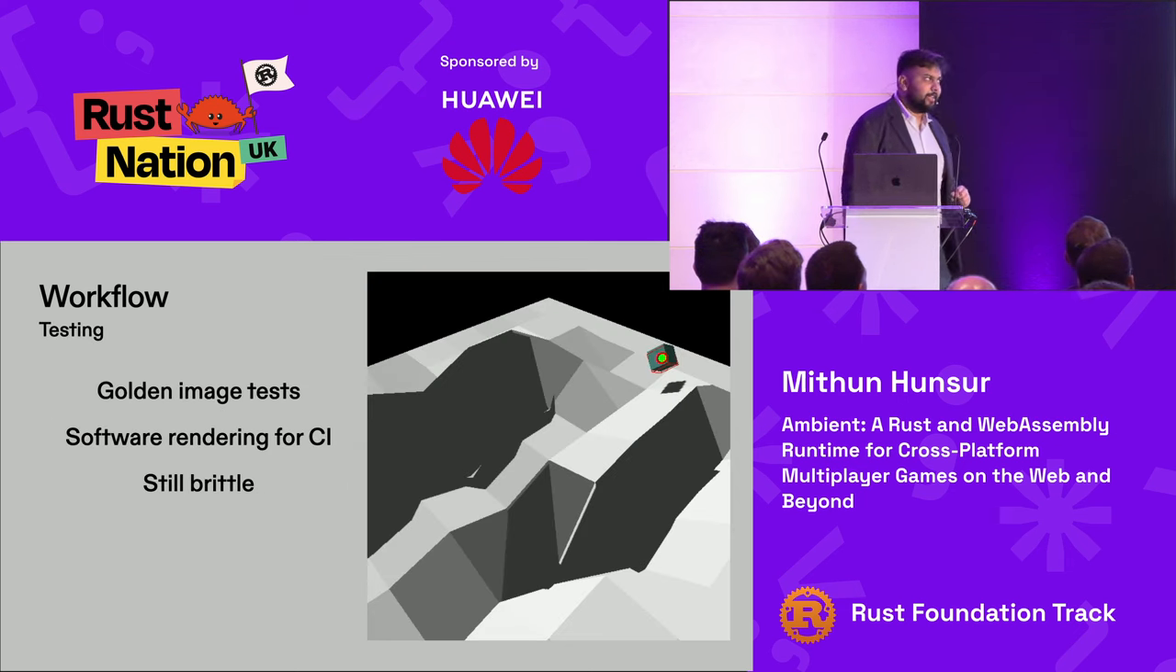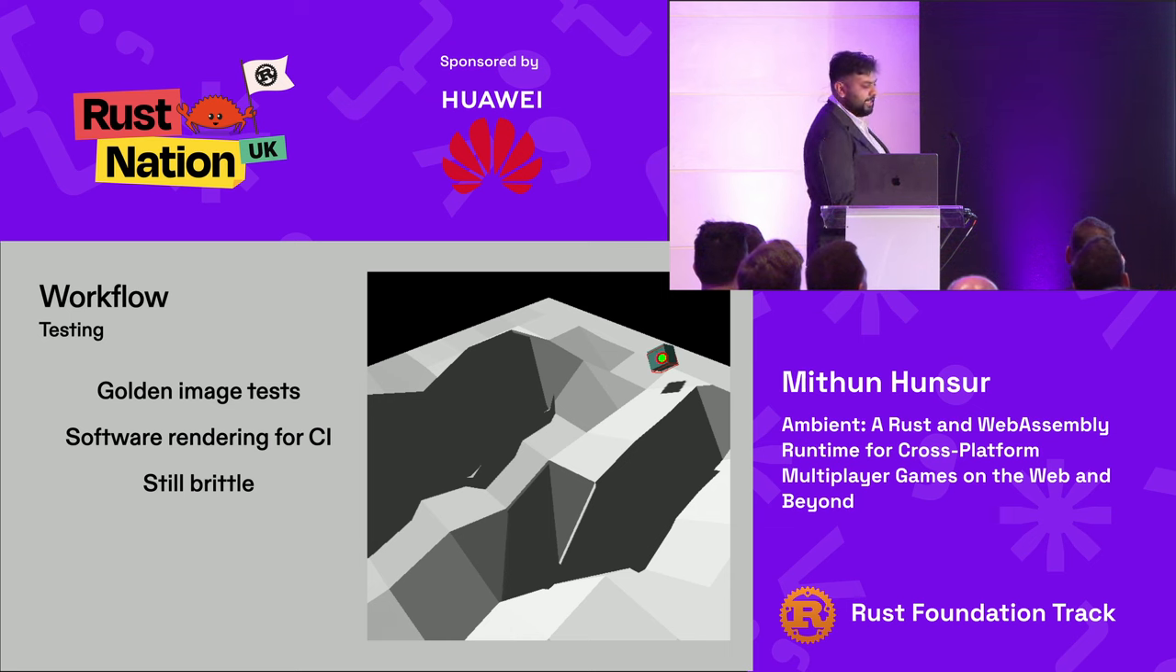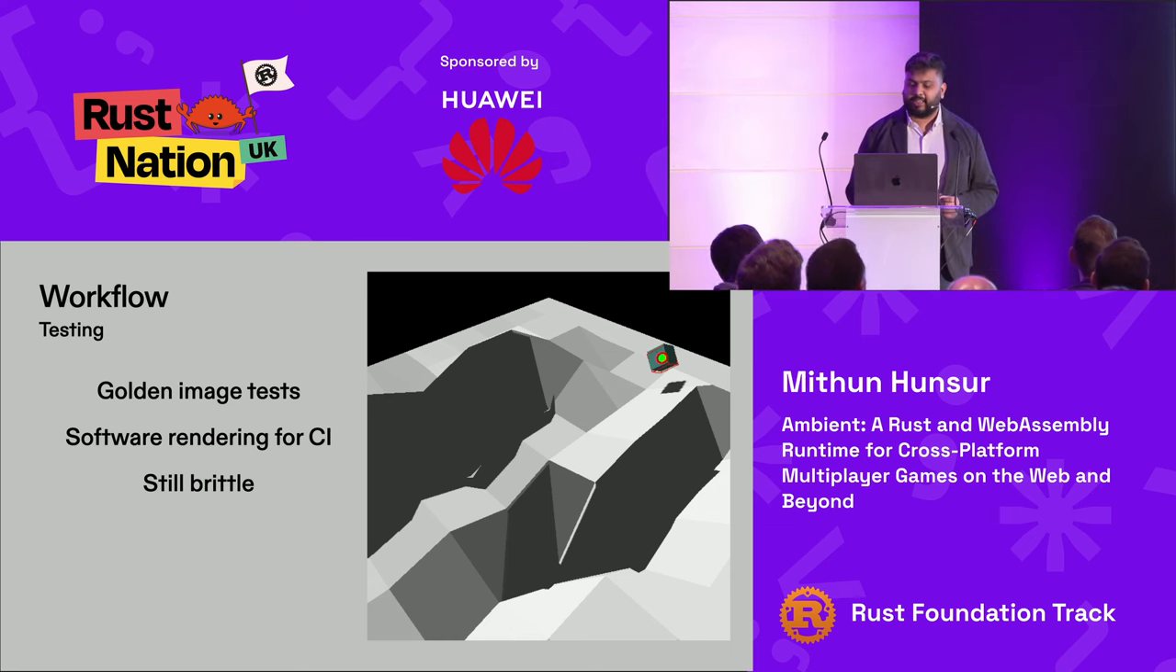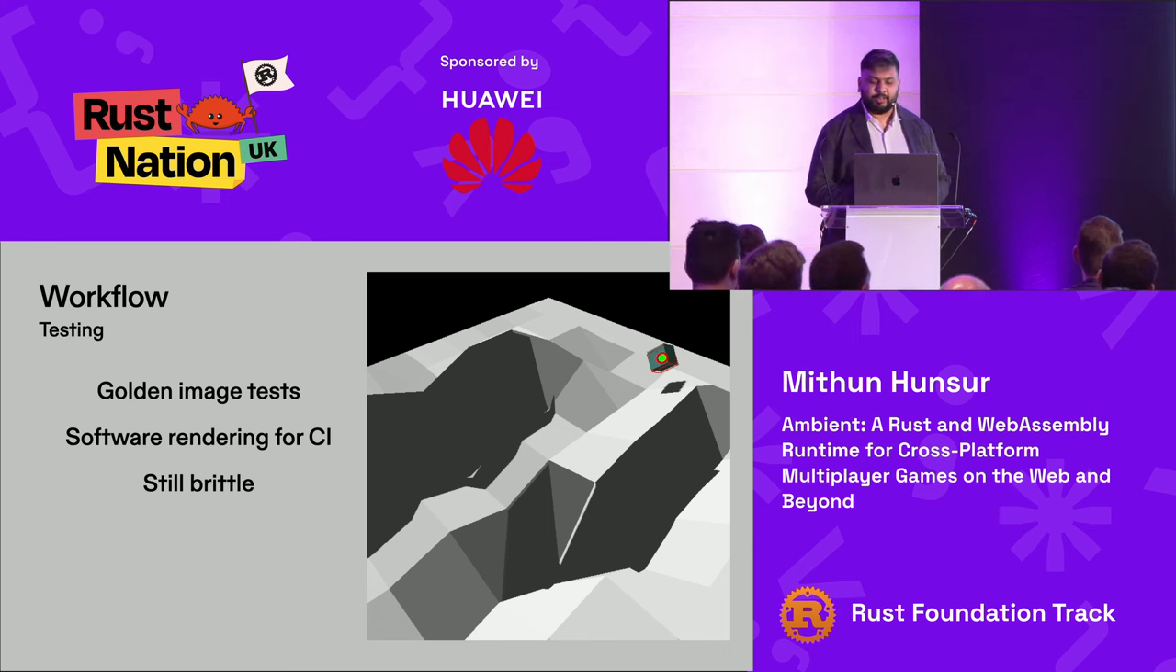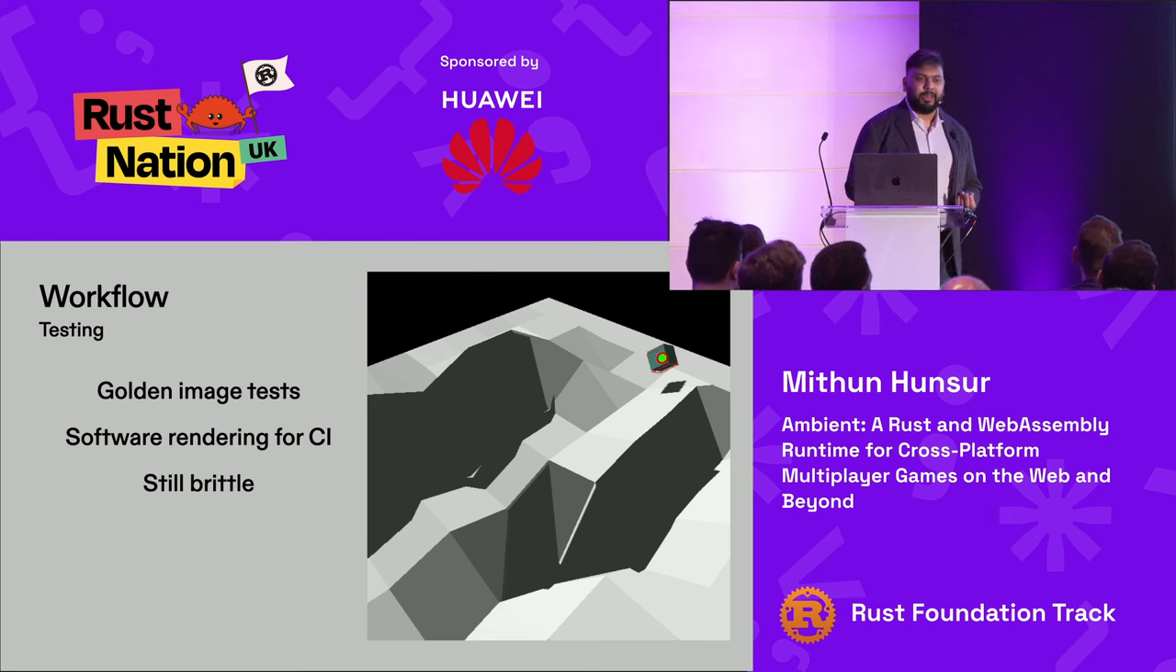Okay, for testing, our primary solution was the use of golden image tests. We would run a test case, wait a few seconds, take a screenshot, and then compare it to a reference image. Using software rendering, we were able to run this in our CI. This worked pretty well, but it had some drawbacks. Software rendering is very slow and unstable, and the test was still brittle due to networking, rendering, timing, and randomness issues. We considered more complex tests, like having a sequence of operations and using a GPU-based CI runner, but we didn't have the time to implement them.